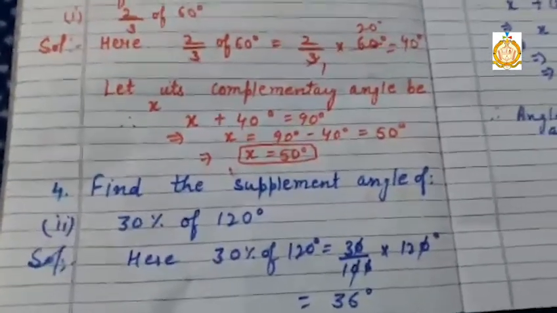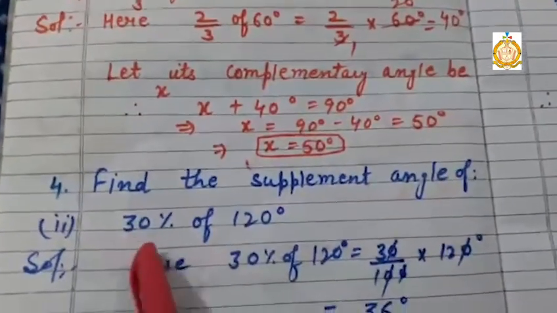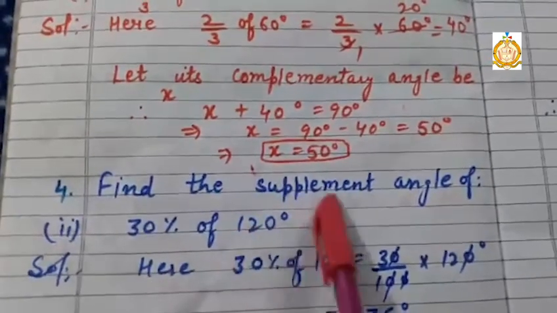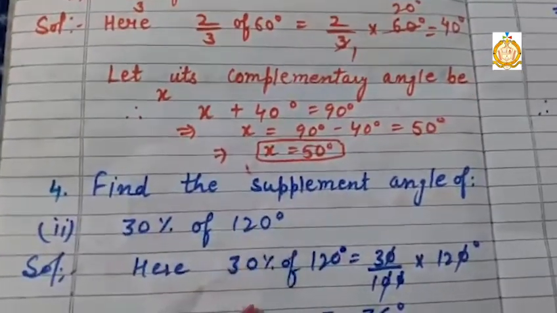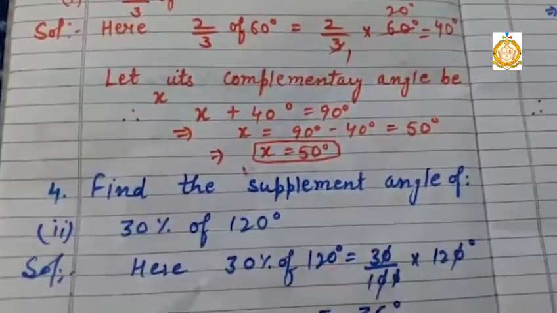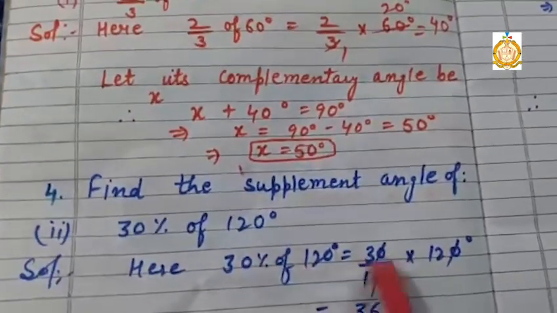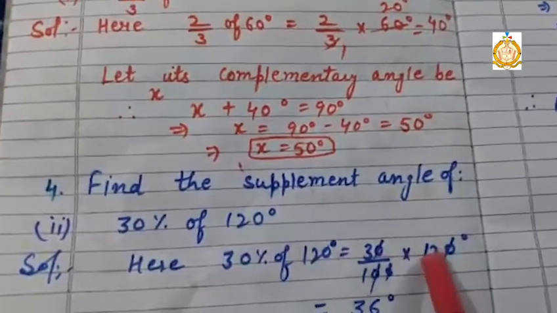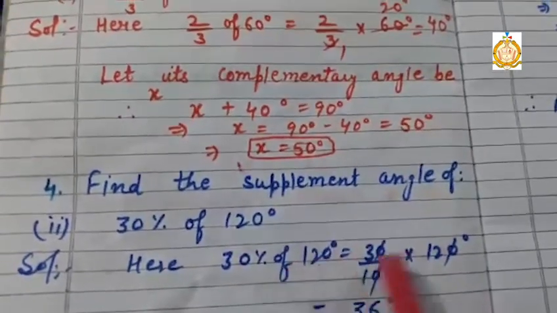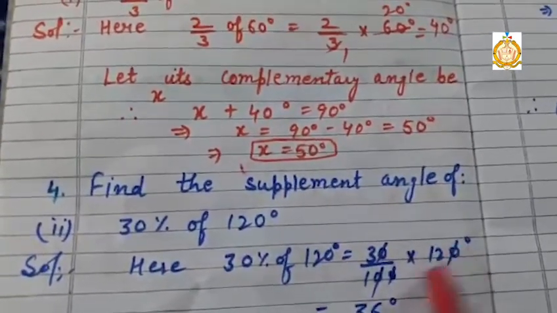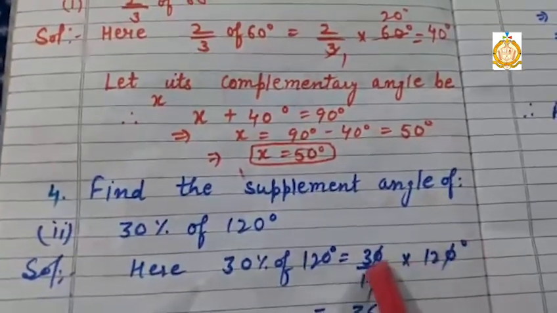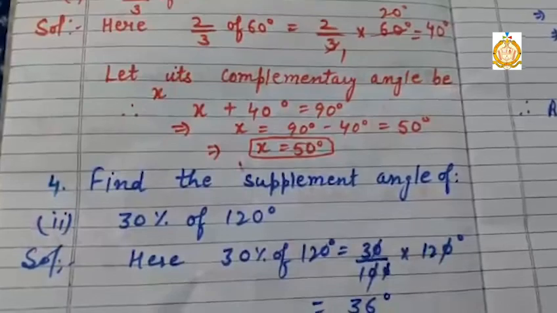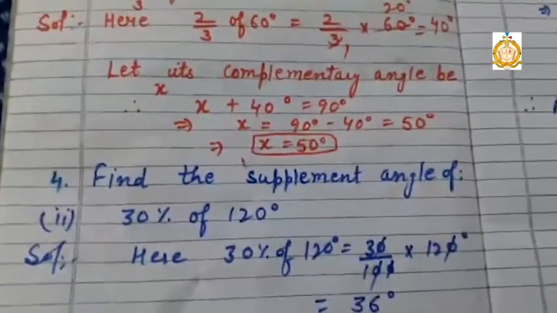Next sum is we have to find the supplementary angle of 30% of 120 degree. Here first we will solve this one. 30% of 120 degree means, percent means we have to divide it by 100. So 30 upon 100 of, and "of" means multiplication symbol. So replacing it by the multiplication symbol and solving, cutting 0 by 0, again 0 by 0, and after multiplication you will get 36 degree.